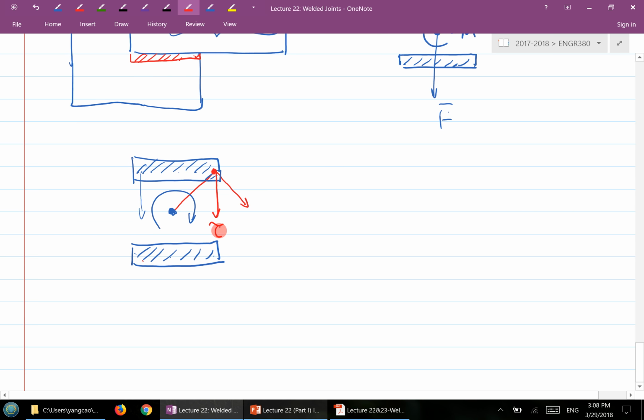So there will be two shear stresses. I would call them tau prime and tau double prime. This is our critical location here. I will call the primary shear tau prime, which is basically F over A. F over the throat area. F is this, A is the throat area.